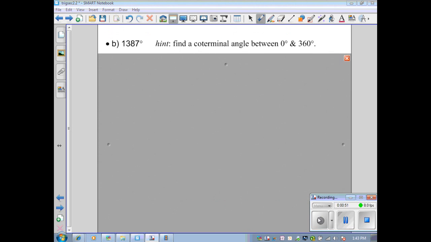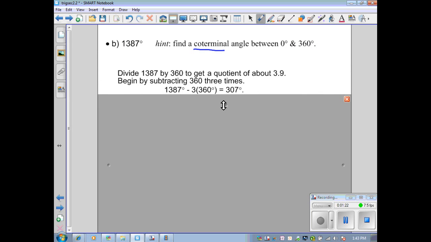Our next example to find a reference angle is 1,387 degrees. It gives us a hint here. What we want to do is find a coterminal angle. And remember, a coterminal angle is an angle that represents 1387, but that angle would have to be between 0 and 360. So what we would have to do is remove a certain number of revolutions from 1,387 to get our degree in between 0 degrees and 360 degrees.